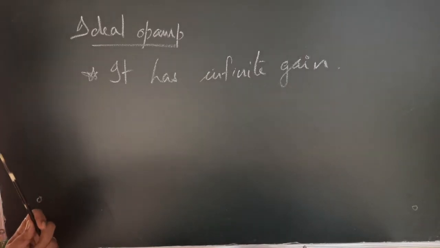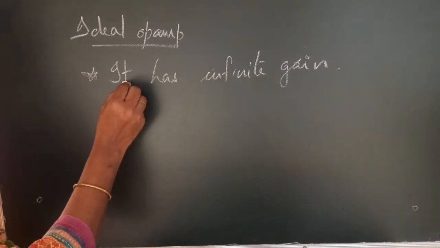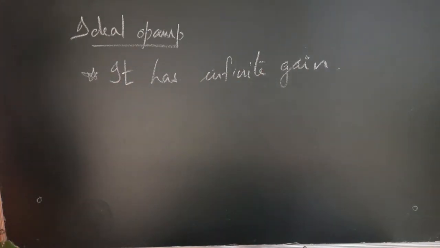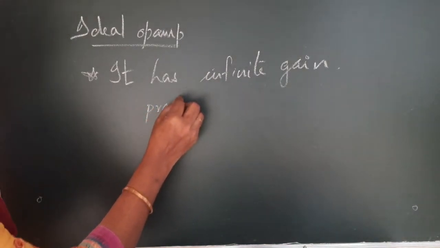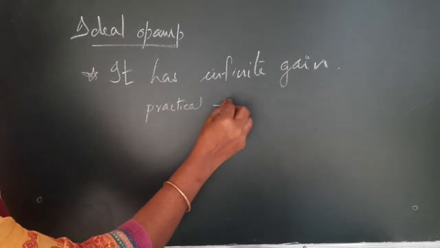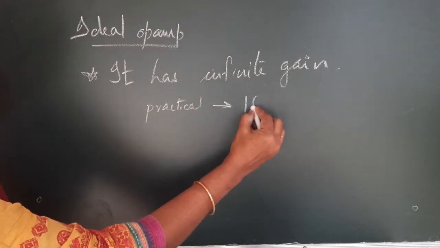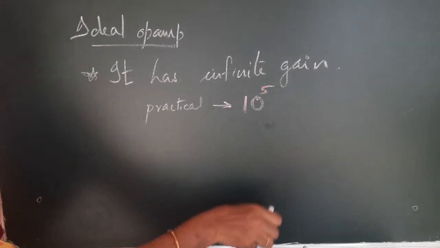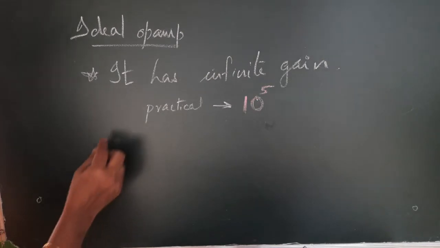So now let us discuss an ideal op-amp. Theoretically, an ideal op-amp has infinite gain. That is, gain is very high. When speaking of the practical case, it is not possible to have infinite gain, but you will have a very high voltage gain of the order of 10 raised to 5. So that is a very high value. This is the voltage gain possible for an op-amp.